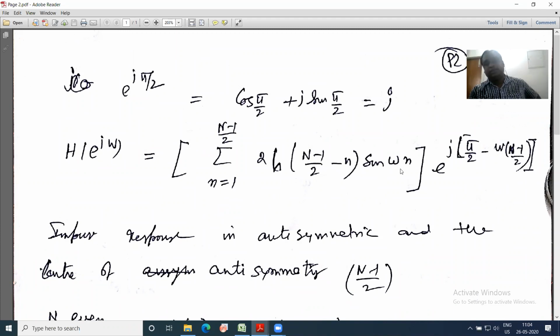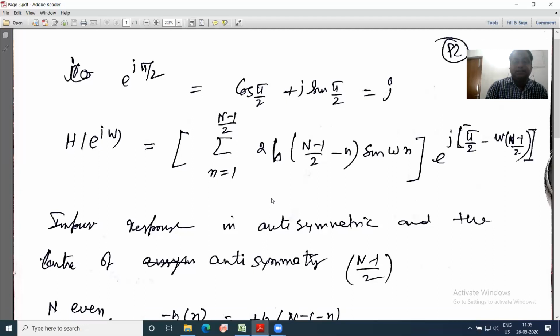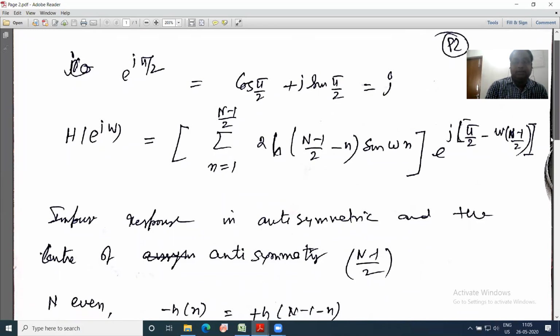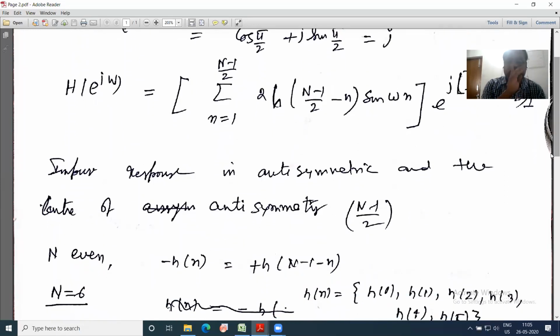Yes. Okay. Next part will be e power j pi by 2 minus omega into n minus 1 by 2. So the phase will become e power j pi by 2 minus omega into n minus 1 by 2, with n equal to 5, and e power j pi by 2 equal to cos pi by 2 plus j sin pi by 2, which is equal to j. Therefore, if the impulse response is antisymmetric, and the center of antisymmetry is n minus 1 by 2.